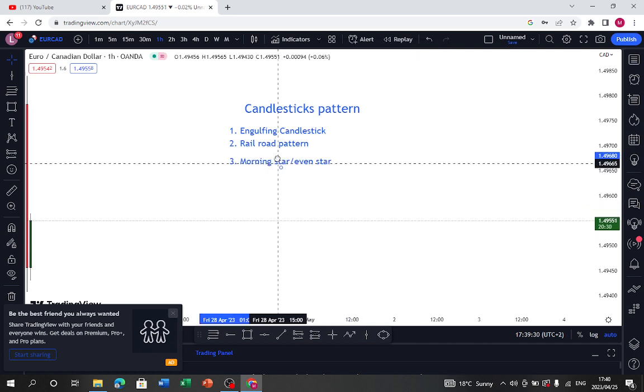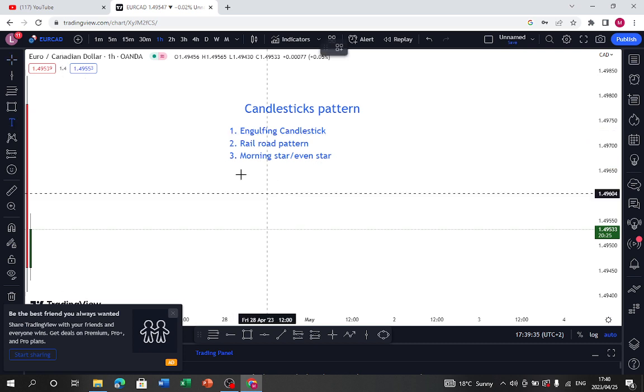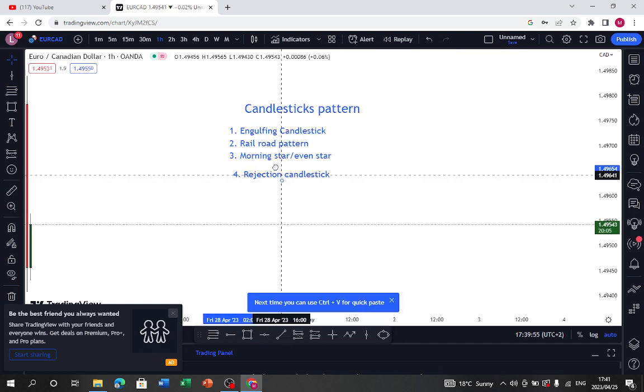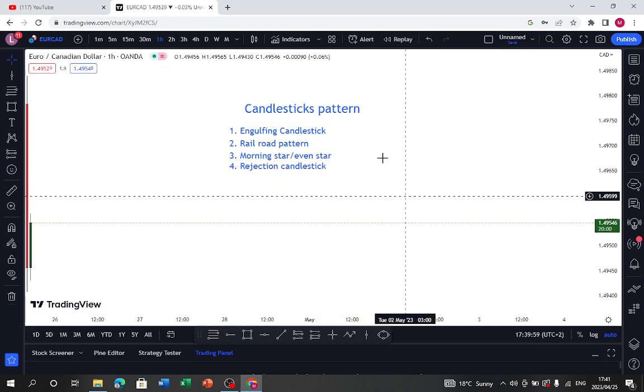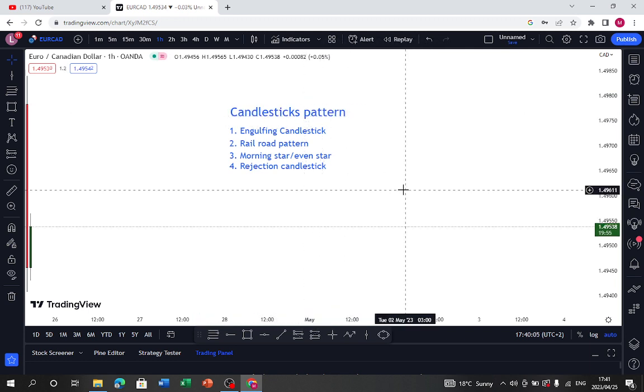Then another important candlestick, we're just gonna call it a rejection candlestick. So as you can see, guys, we're gonna look at 4 candlestick patterns, right?